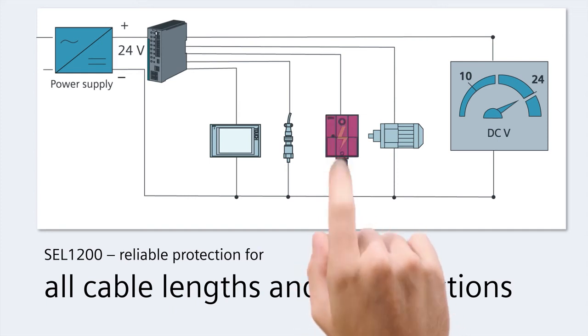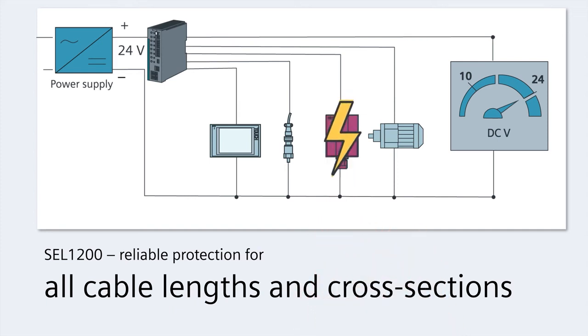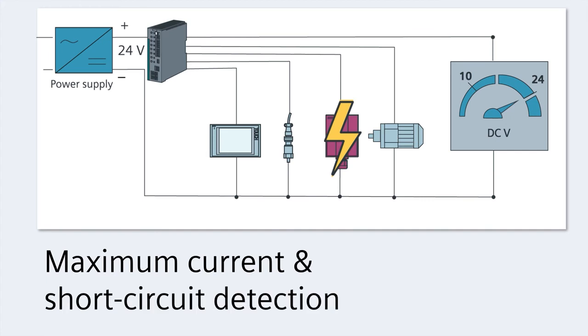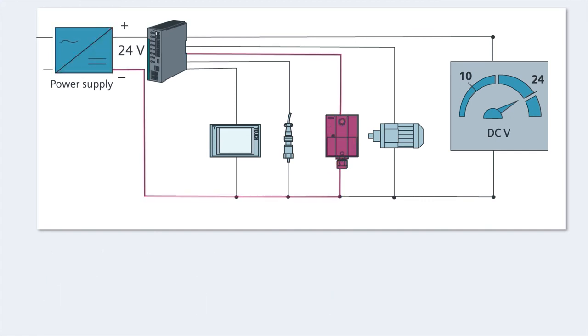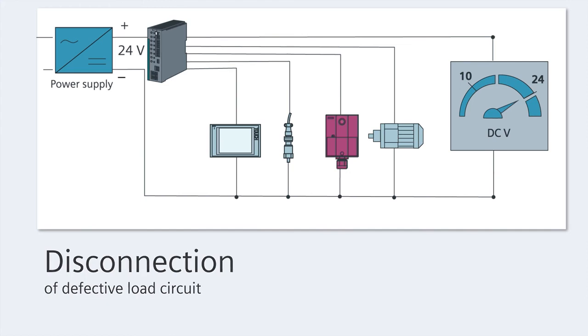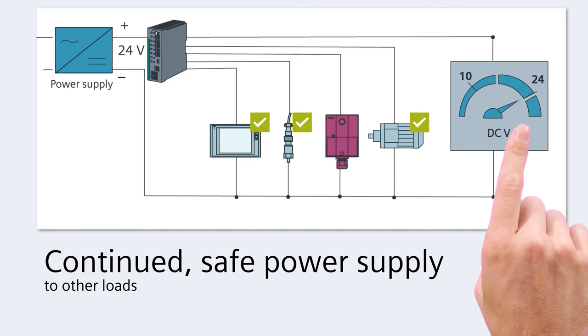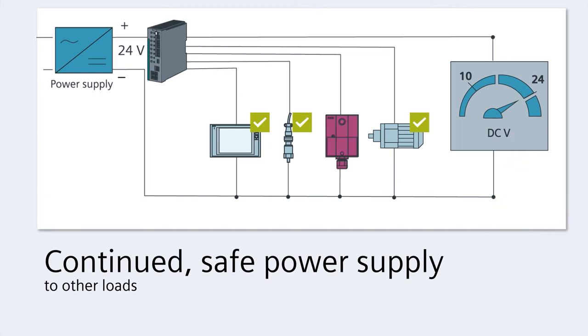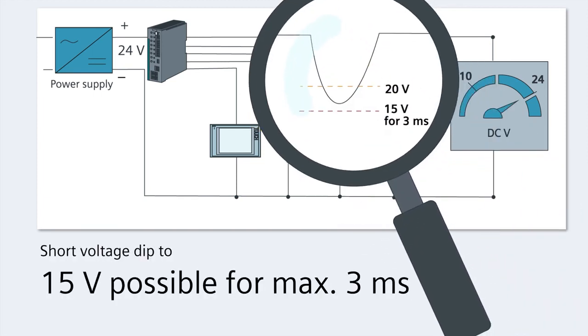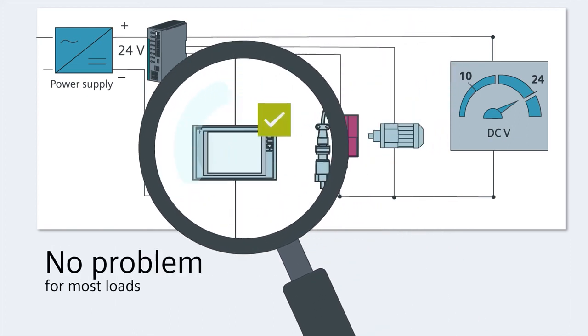In the event of a short circuit, the benefits are clear. The SEL1200 immediately detects the short circuit and disconnects the defective load circuit. Power continues to flow to the other loads without a voltage dip. This prevents a total plant shutdown. The voltage can dip from 24 volts to 15 volts for a maximum of 3 milliseconds in the event of a short circuit. But this poses no problem for most loads.